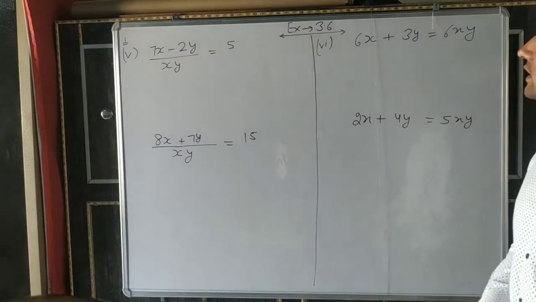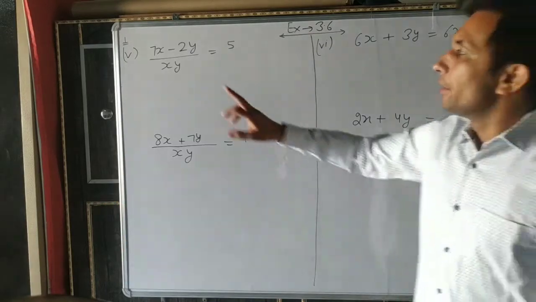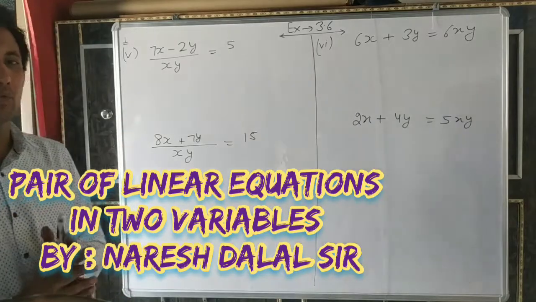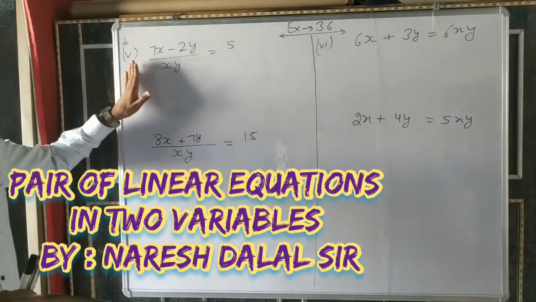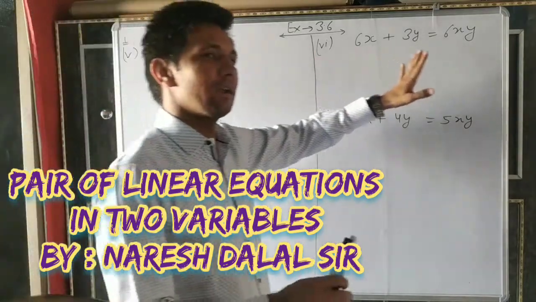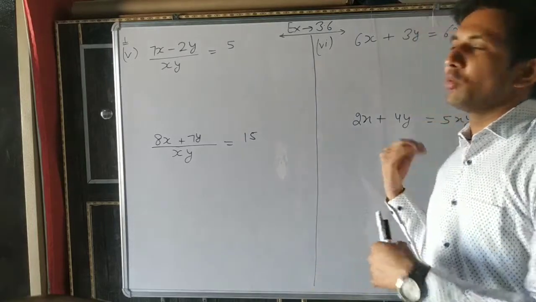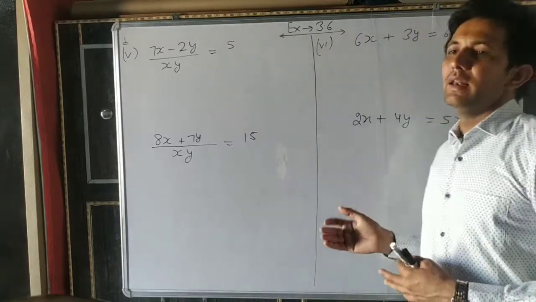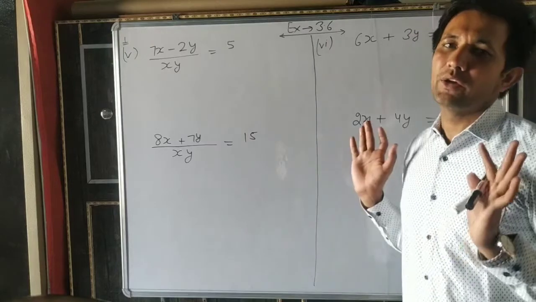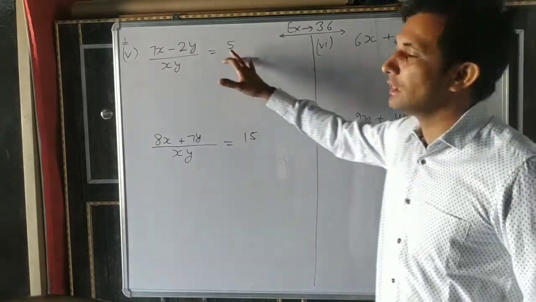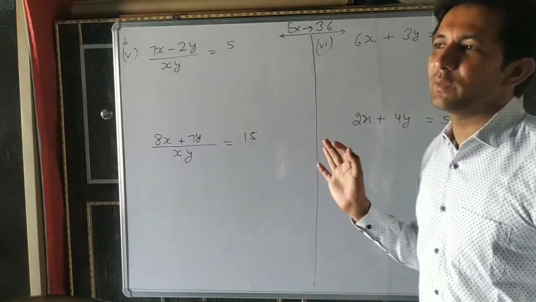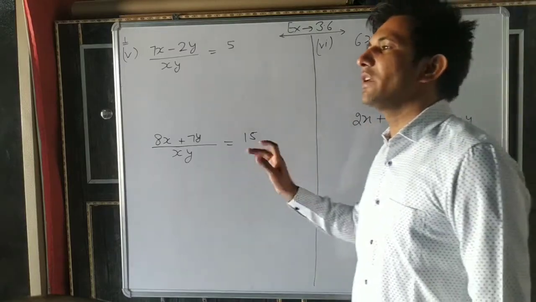Today we are going to start our exercise 3.6, part number 5 of question number 1. Up to the fourth part of question number 1 we have already finished. Now parts number 5 and 6 are both the same. I will only tell you how to convert them into linear equations, then you will solve them yourself. First we will reduce the equation to a linear equation, then we will solve it.